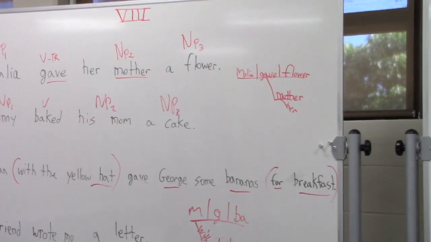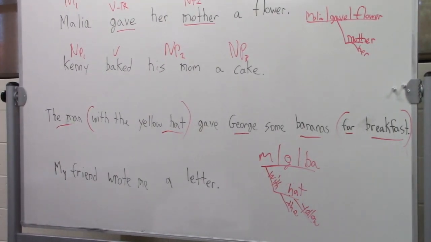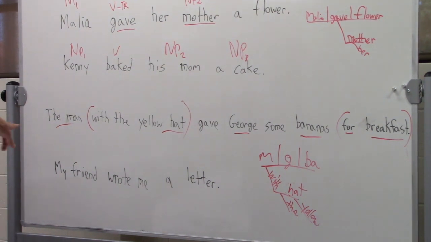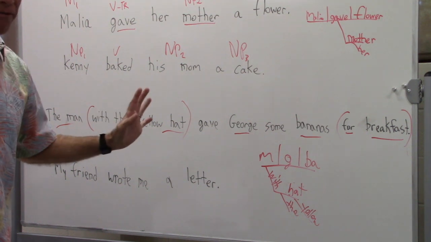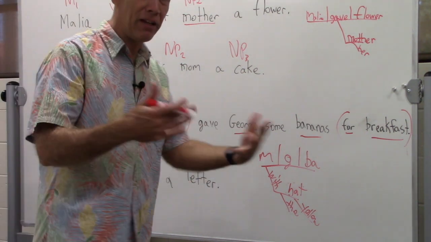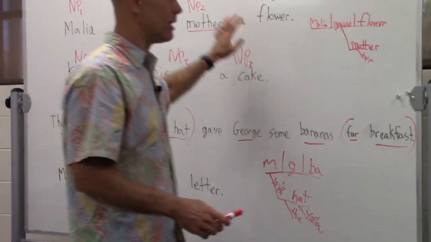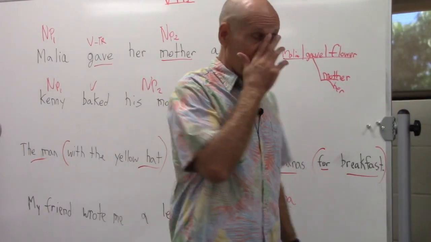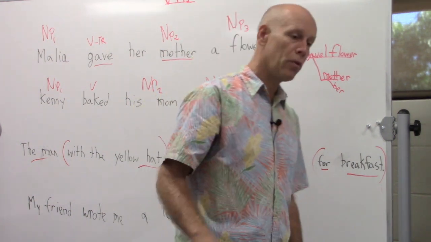And then the last one, can you read that, buddy? The last one is, my friend wrote me a letter. Okay, noun phrase 1, friend, noun phrase 2, me, letter. So it doesn't say give, but it has that giving feeling to it, all right? Somebody gave something to somebody else. That's your pattern 8.